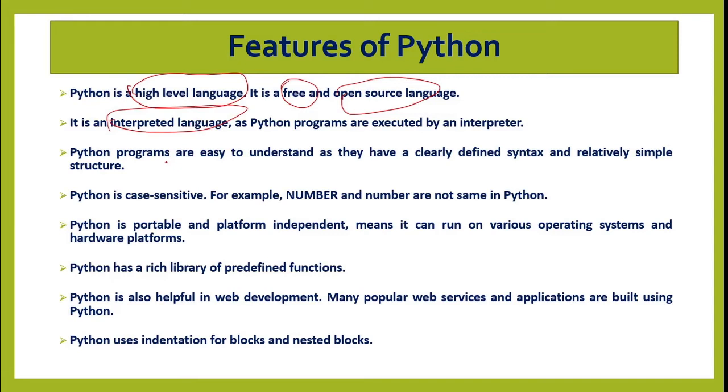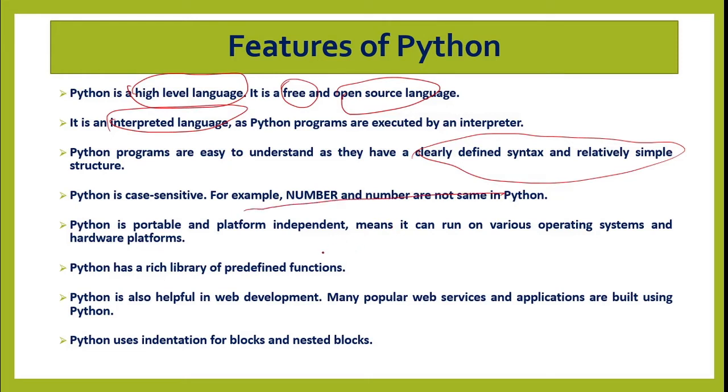Then third one, Python programs are easy to understand because they have clearly defined syntax and relatively simple structure. Then fourth one, it is case sensitive. Which means the string number in capital letter and the string number in small letter are not the same in Python.